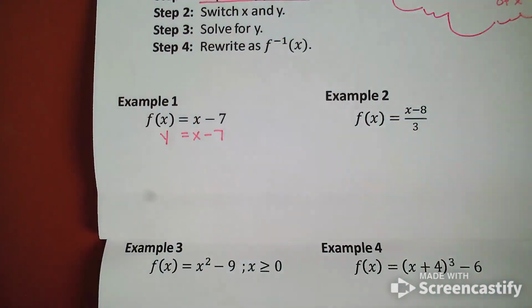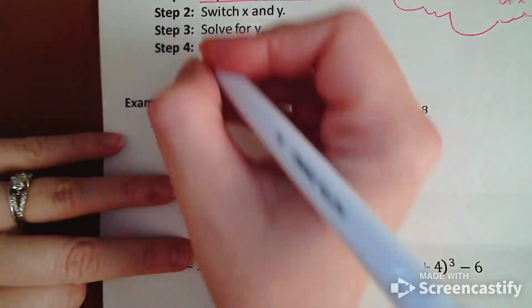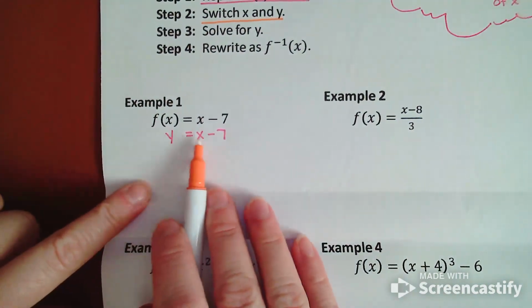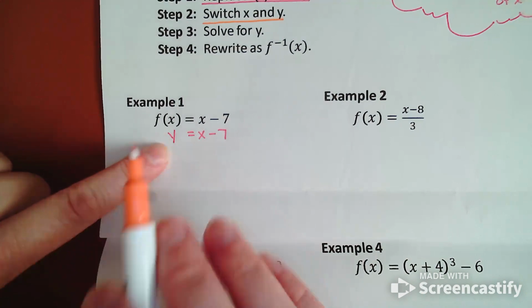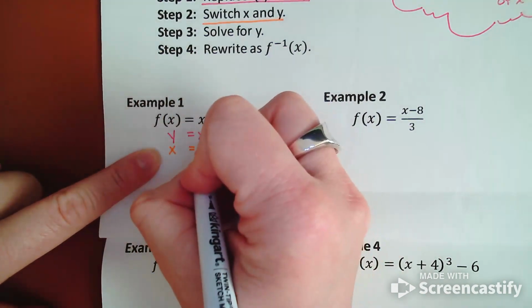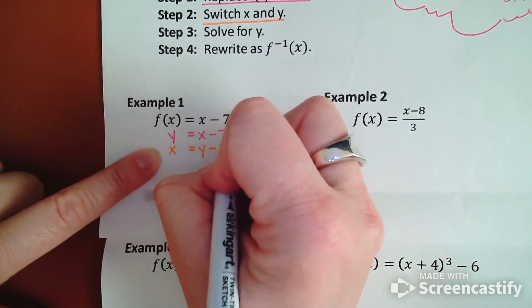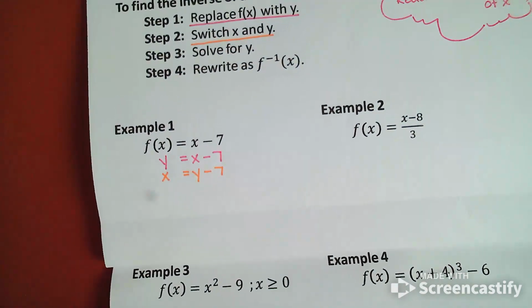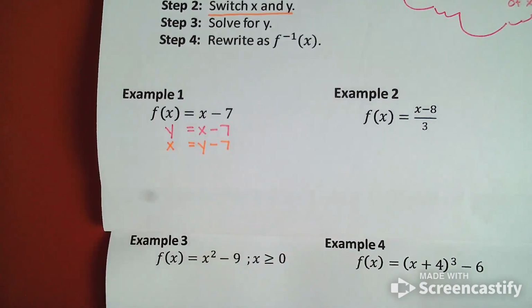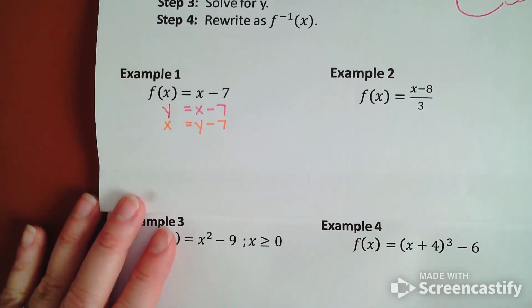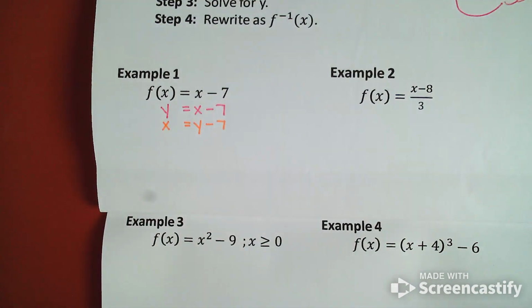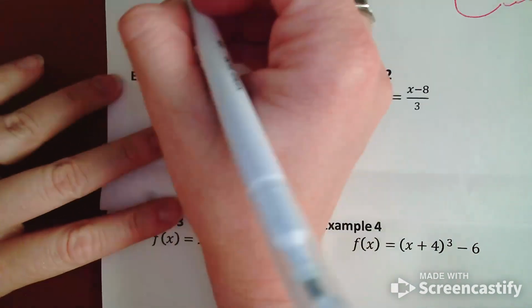So instead of writing f of x, I'll write y equals. Okay, then we move on to step number 2, which is to switch the x and the y. So what happens here is where there was a y, I will replace that with an x. And where there was an x, we switch it and write y. The signs don't change, nothing else changes, the numbers don't move at all. It's just switching x and y.